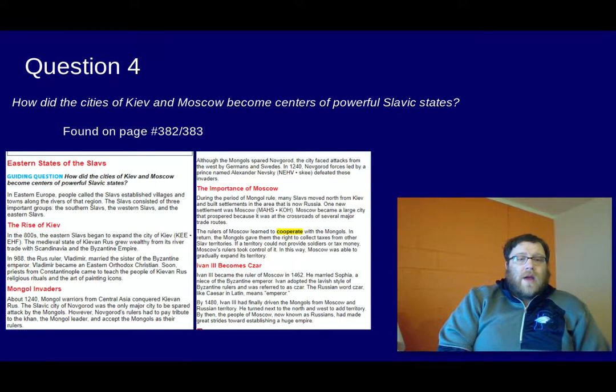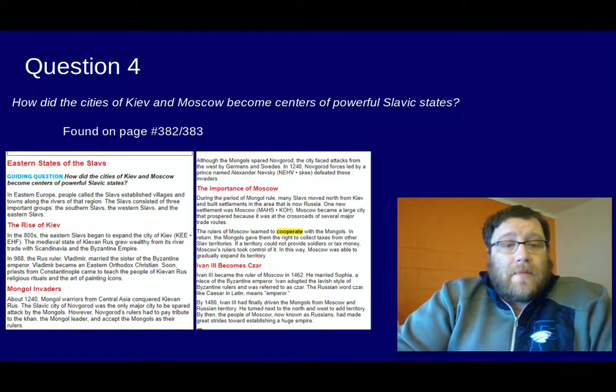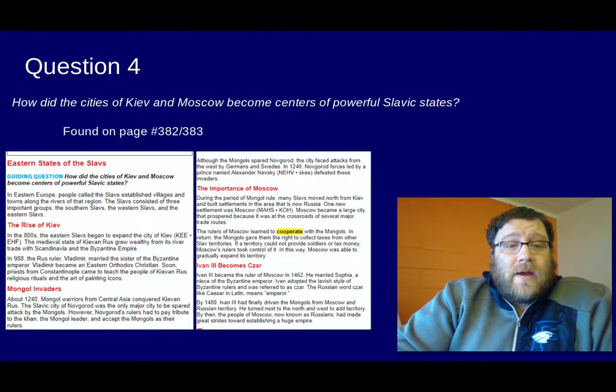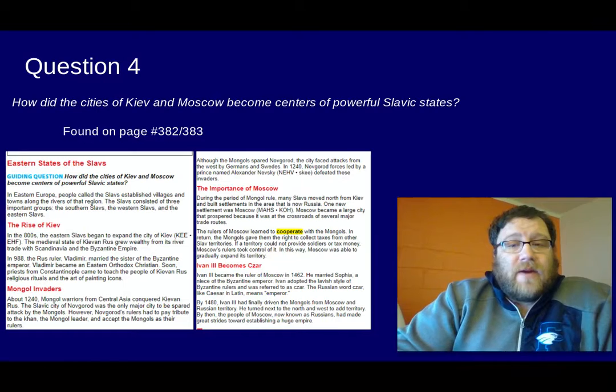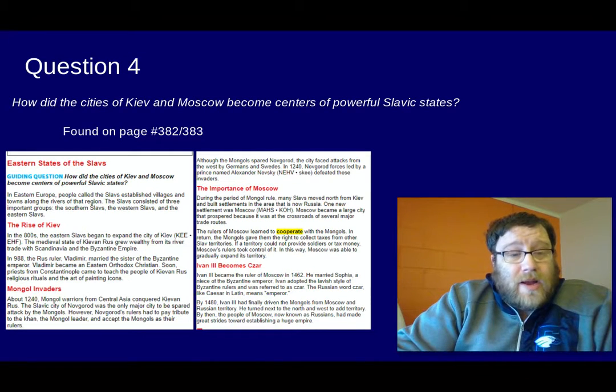Question number 4: how did the cities of Kiev and Moscow become centers of the powerful Slavic states? Okay, we're going to start right here. In the 800s, the Eastern Slavs began to expand the city of Kiev. The medieval state of Kievan Rus grew wealthy from its river trade with Scandinavia and the Byzantine Empire. So the city became very wealthy during this time period.